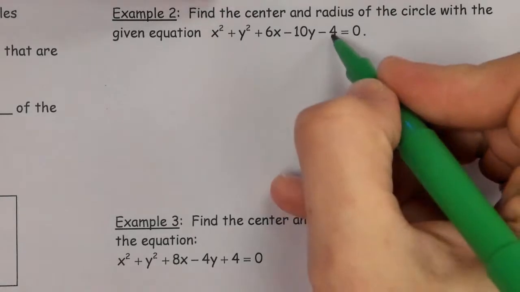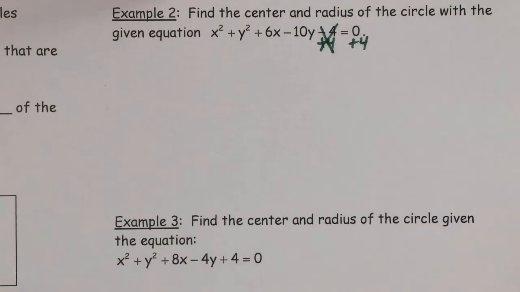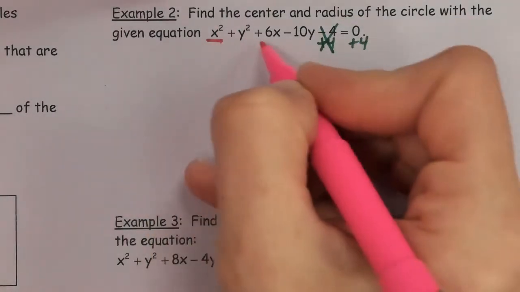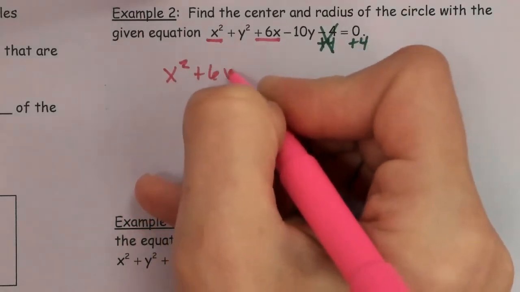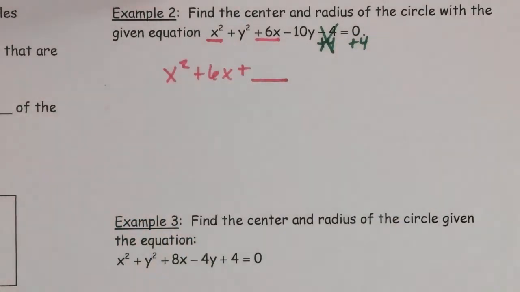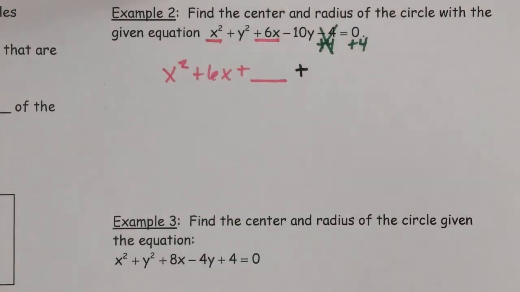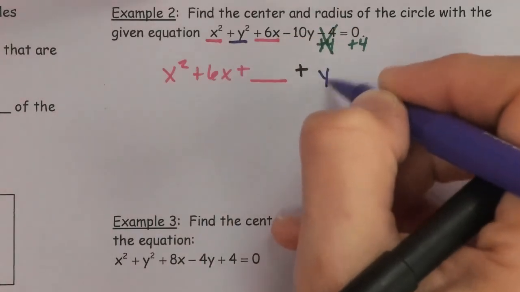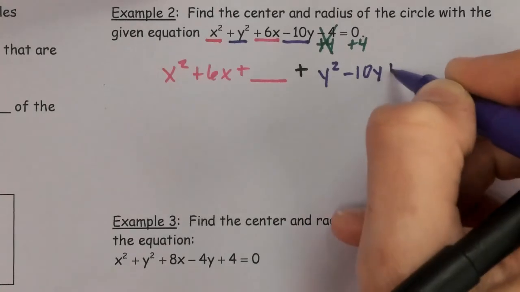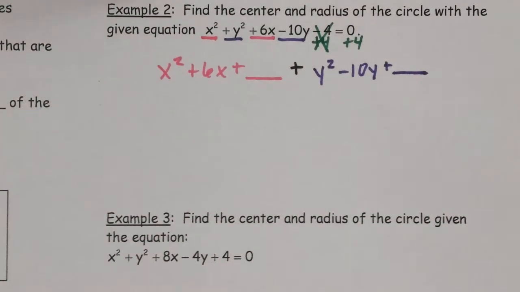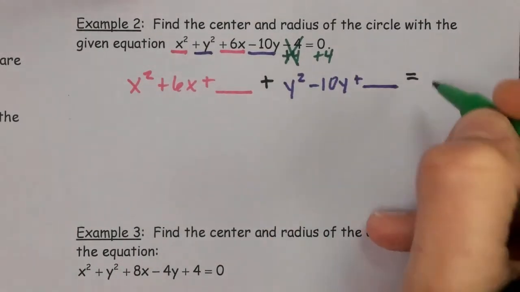Here we need to move our constant to the other side, so this time we're going to add 4 to both sides, so these cancel. When I rewrite, I want to get my x's together, my x squared plus 6x, and then I want to make sure that I add on a blank that we will find out later. Then we're going to go ahead and get our y's together. We have a y squared, and then we have a minus 10y. And then we're going to add a blank. And we're going to set this all equal to what we have over here now, which is a positive 4.